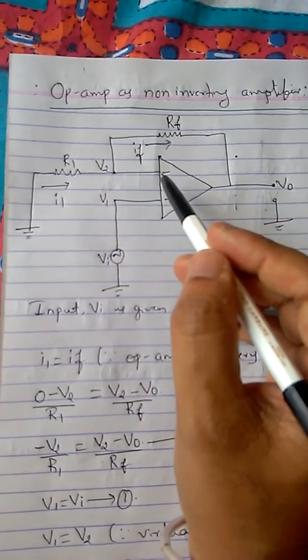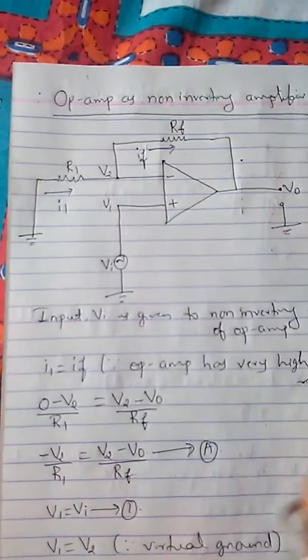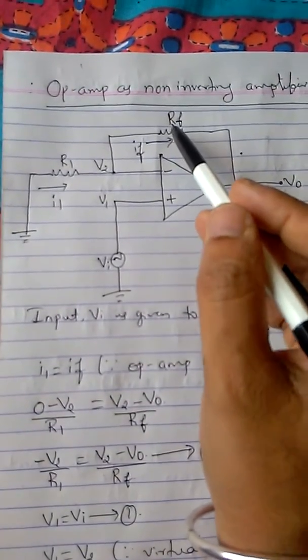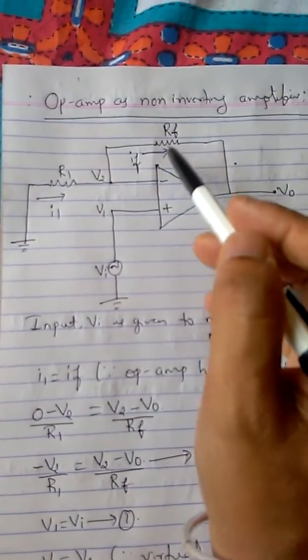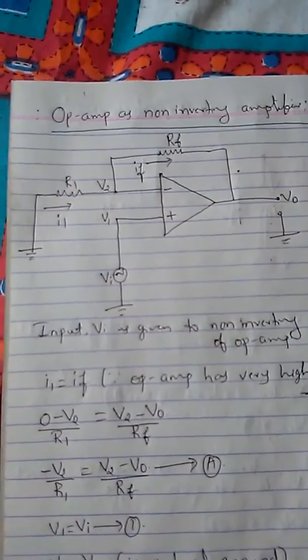At the same time we are grounding the inverting terminal via resistance R1, and also we have connected one feedback resistance RF between inverting and output terminals.